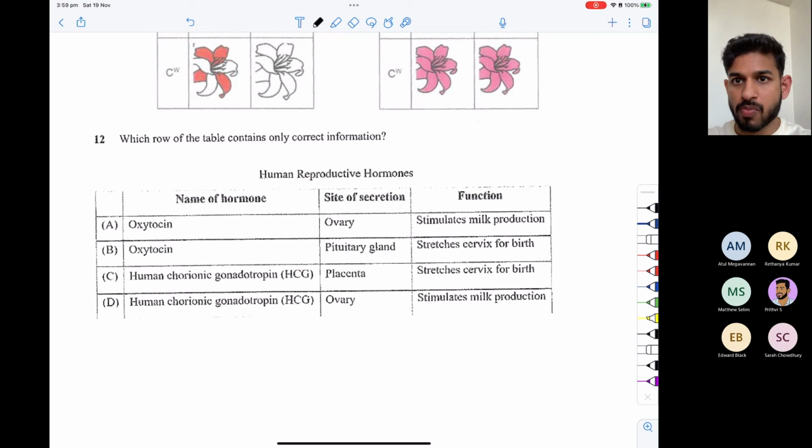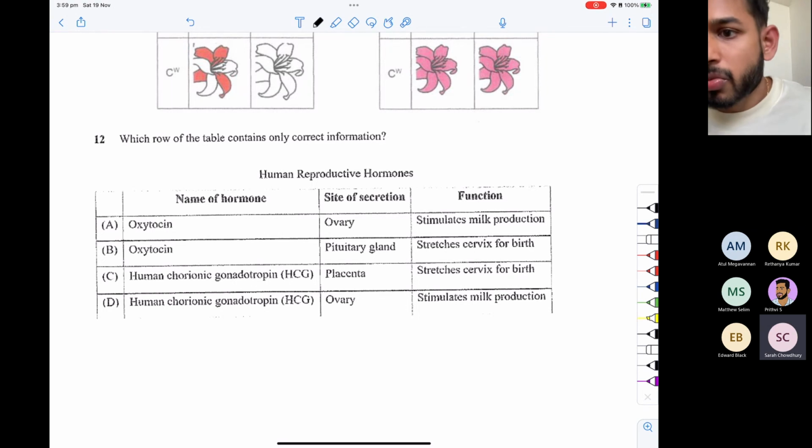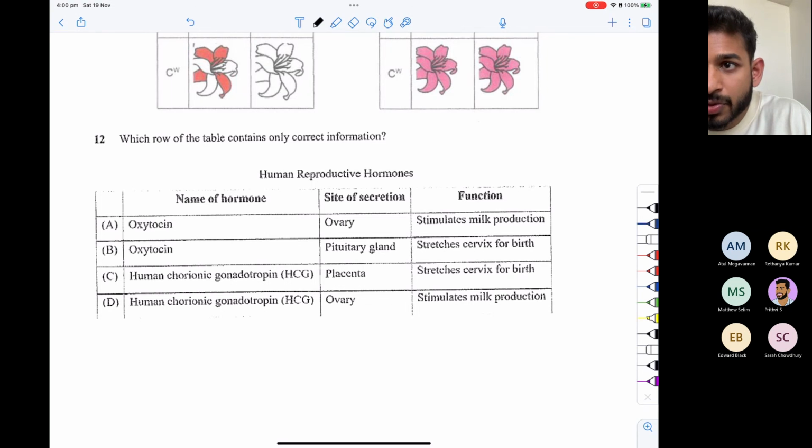A. So does A look good to you or not good? No, it doesn't look right to me. Good. Why? Because it says the secretion happens in the ovary, but then the function it stimulates milk production, so it doesn't sound right to me. Okay, good. So the function doesn't sound right to you.